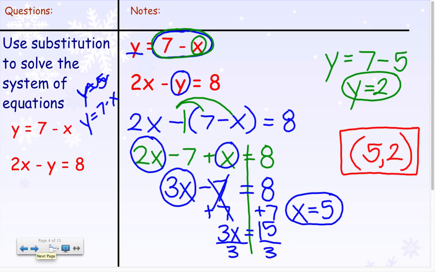Since I ended up with a coordinate point, we know that if we graph these lines, they'd have to be intersecting and one solution, because the only time we end up with a coordinate point is intersecting, one solution.